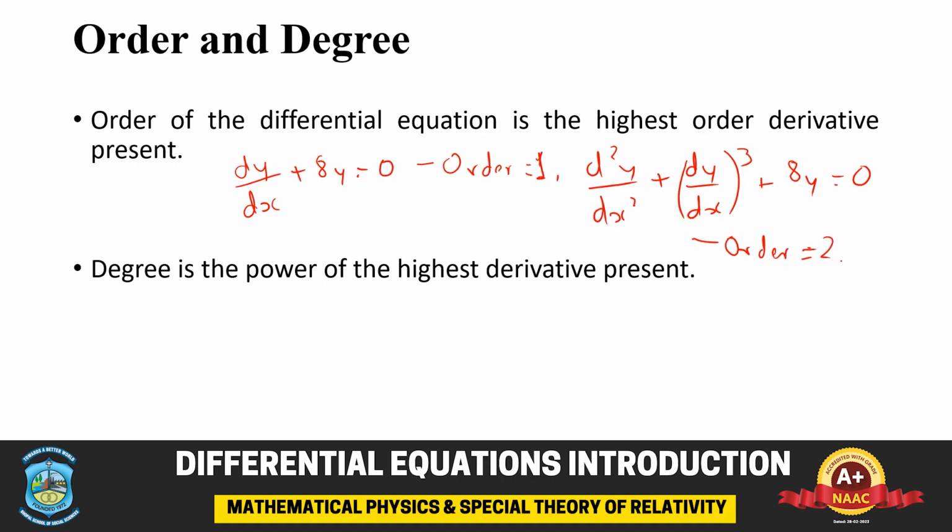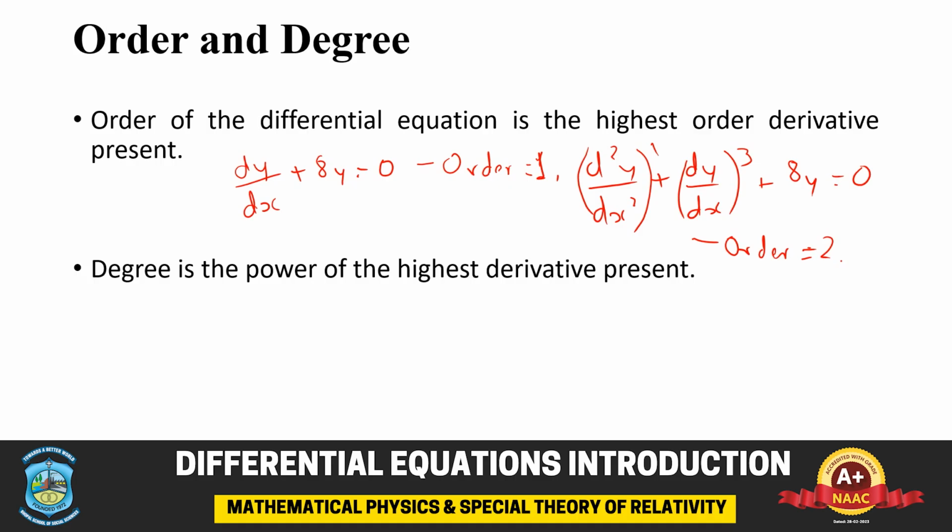Now, I hope you understand the order. The second most important thing is degree, which states that degree is the power of the highest derivative present. Let us see the second example, in which d square y by dx square, its power is 1, whereas dy by dx, its power is 3.